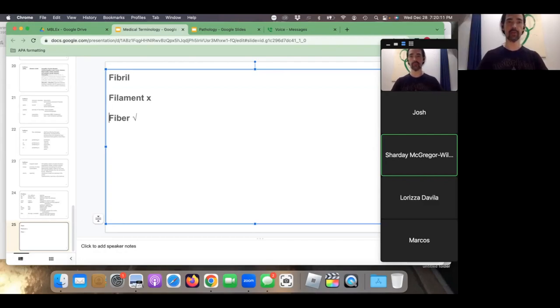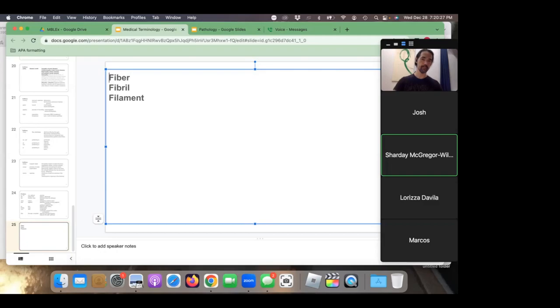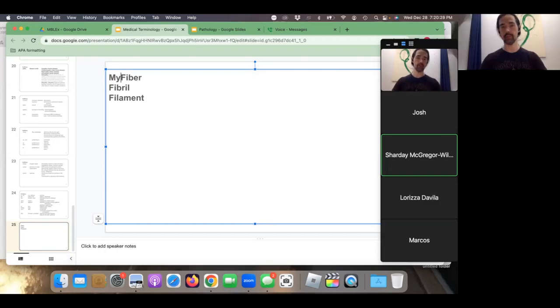So fiber, fibril, and filament. Can you say the root word with each of these so we can close this out? It was myofiber. That's a myofiber. Myofibril. And myofilament. That's right.